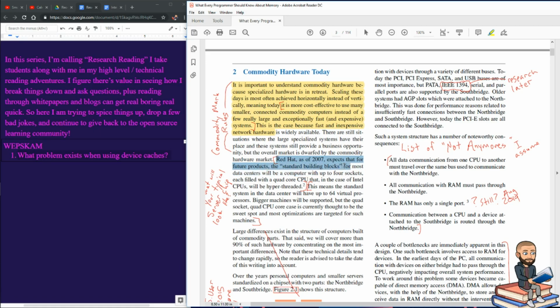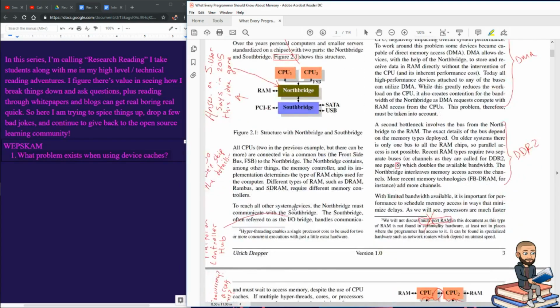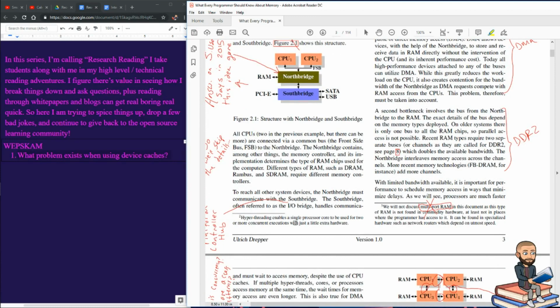The standard building blocks for most data centers will be a computer with up to 4 sockets, each filled with a quad-core CPU. In the case of Intel CPUs, that will be hyper-threaded. So the number 2 footnote says, if we go down there right away, hyper-threading enables a single processor core to be used for 2 or more concurrent executions with just a little extra hardware.